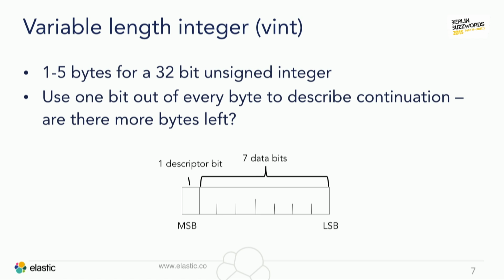The way we encode this is taking the first 7 bits and putting them into a byte, and then adding a 1 there. That means there are more bytes to read. Then we can keep doing this until we've run out of bits that we need to encode. When we're decoding, we can read through until there's no longer a 1 in that most significant bit. Then we can use bit masks and shifting to rejoin all the bits together, and we have our original integer. So let's look at some examples of that.